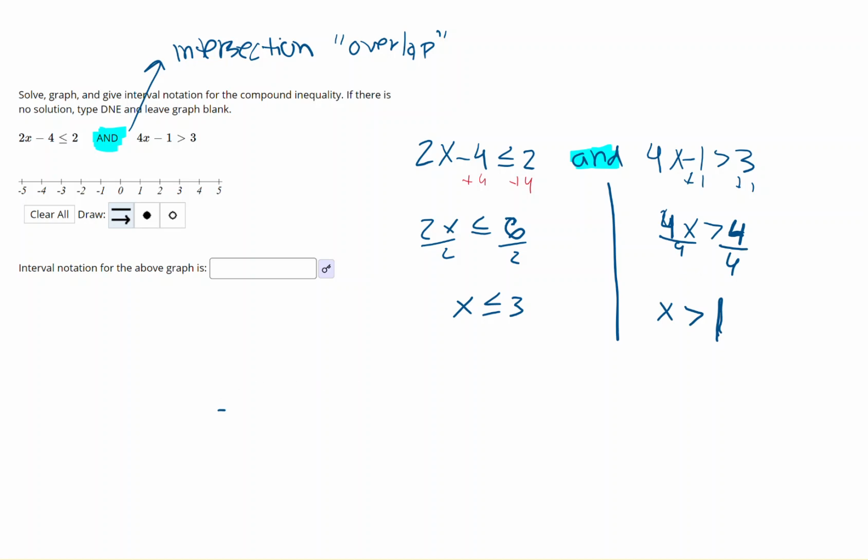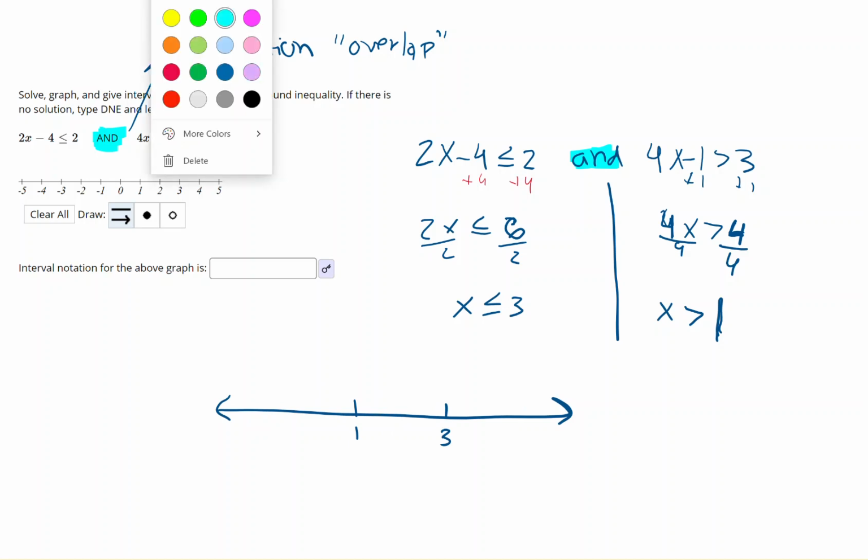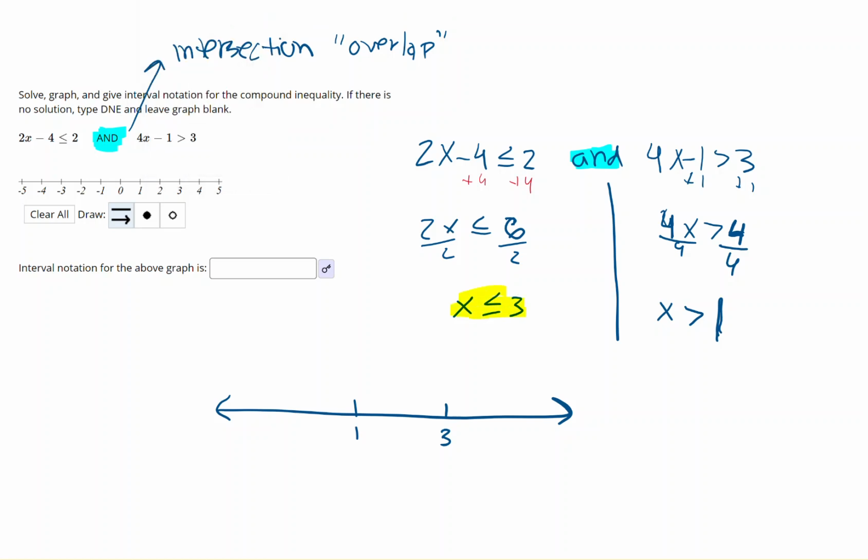And then I'm going to draw a number line because drawing it and plotting it on a number line will help me visualize where the overlap is. So let's draw 1 here and 3 here. I'm going to get some colors to help with this. I'm going to start with yellow for this one. Let's draw x is less than or equal to 3 in yellow.